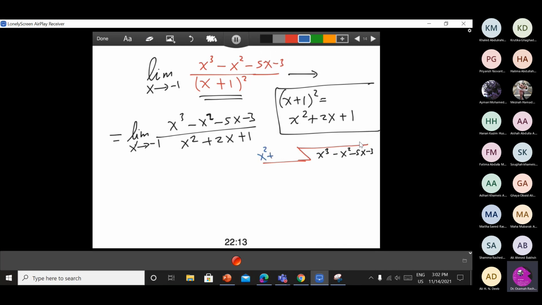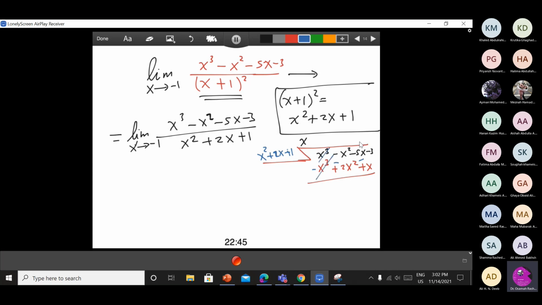x squared plus 2x plus 1. How to divide this one? x cubed divided by x squared gives you x, right? So you multiply x by x squared, you have x cubed, x times 2x, you have plus 2x squared, x times 1 is plus x. Now you subtract, or you change the sign and add them together.